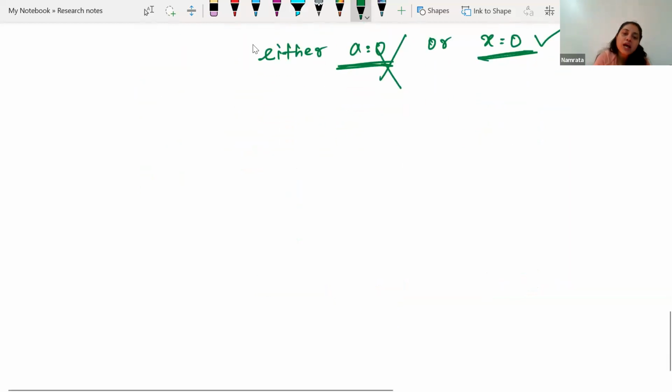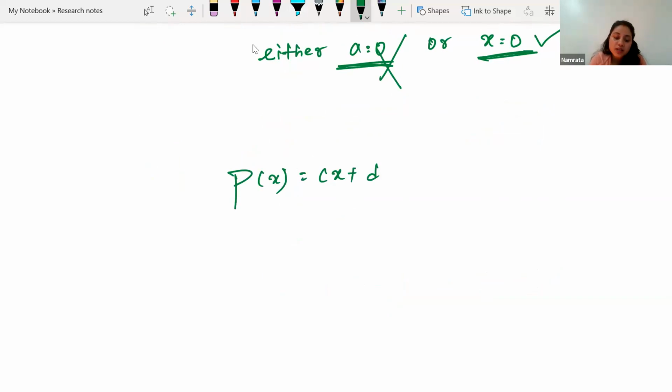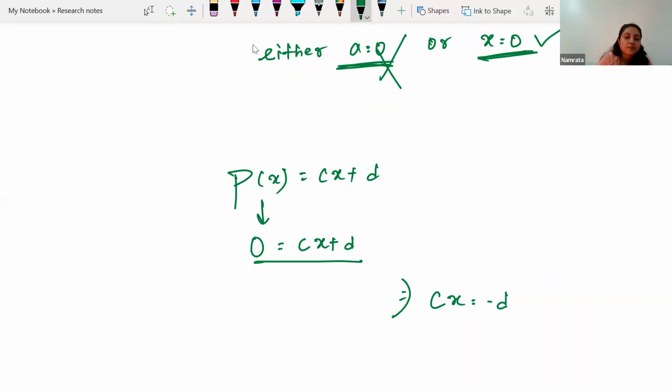Now, if we have a polynomial p(x) = cx + d, please don't get worried if the question asks to find the zero of this polynomial. Then you must be thinking, okay, I have to take p(x) as 0 and solve the equation. How can we solve such a weird equation? No worries, the way you solve a normal equation, solve it the same way. So you will get cx + d = 0. That means cx = -d, right?